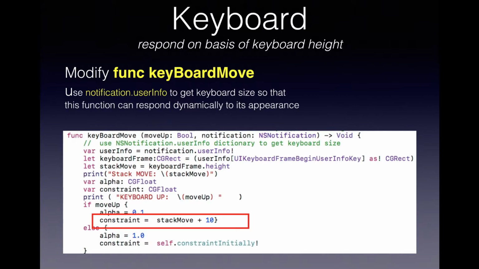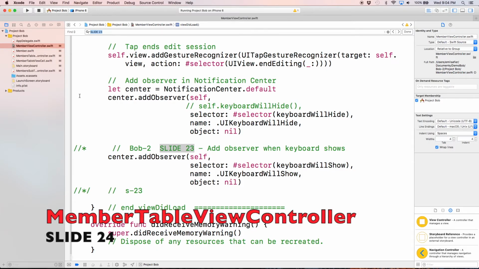And if it's not going up, in other words, it's going down, the alpha becomes 1, which is 100%, and the constraint goes back to the original. So this is where the thing is going up and down, and this is where you've tied it to the height of the keyboard. Okay? So now we're looking for slide 24.